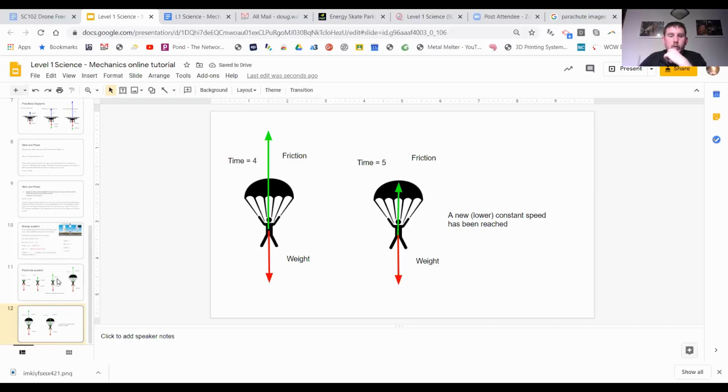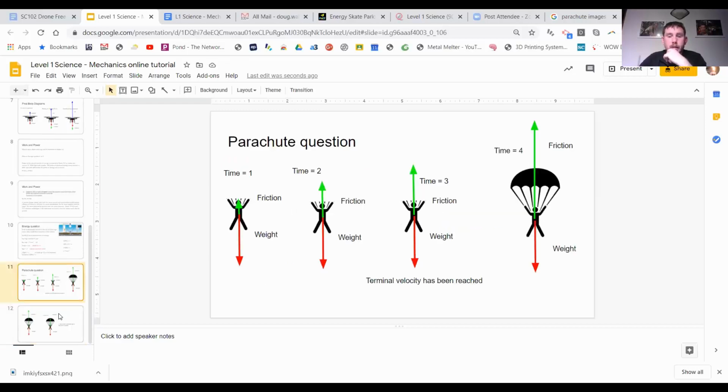Now that's far more detail than you would probably need to give in an answer, but hopefully that helps you understand what's going on there. Okay, I'll just check chat.